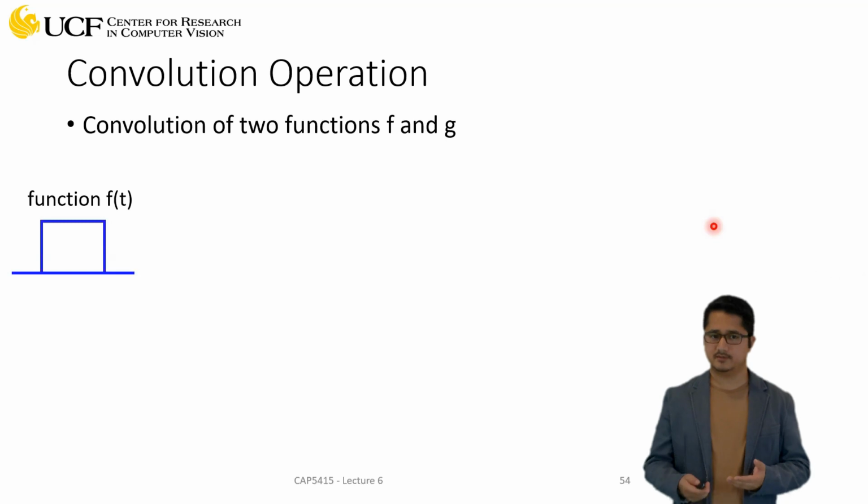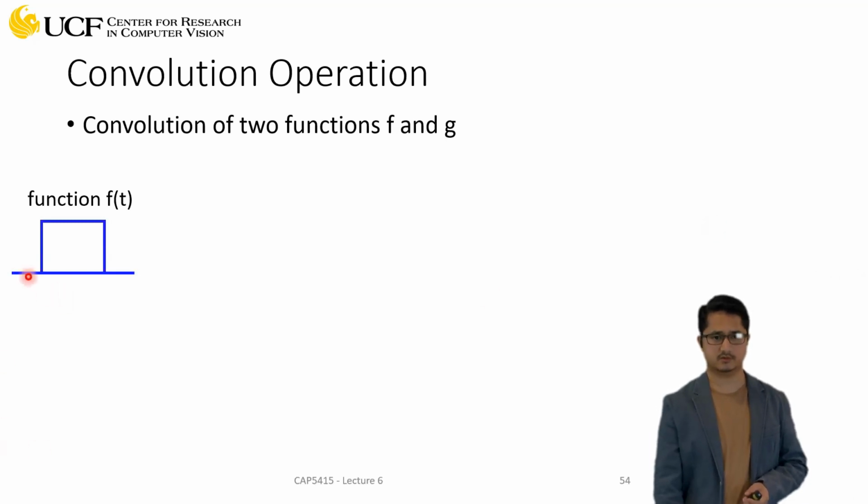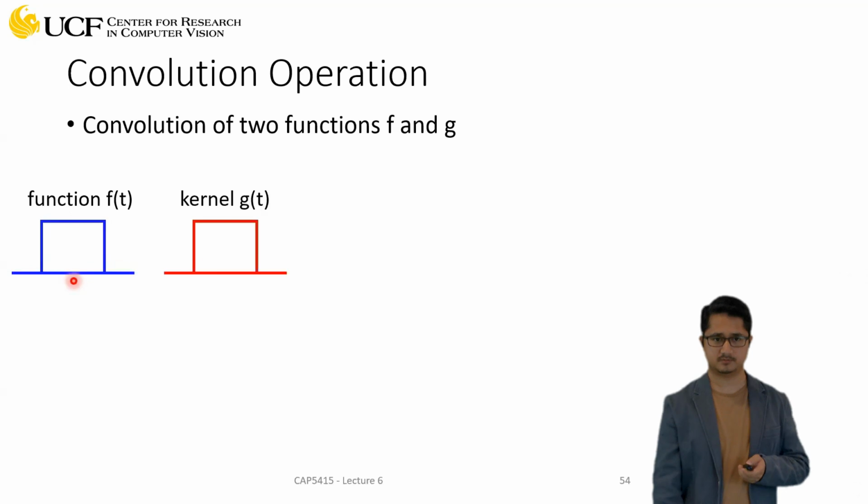So let's say we have a function f(t), and you can see it's a simple step function, or you can say a unit function. From negative infinity, it's at 0. And as you come to this point, it directly jumps to 1 and stays there, and then comes down and again remains 0 as we go to plus infinity. So that's a simple function.